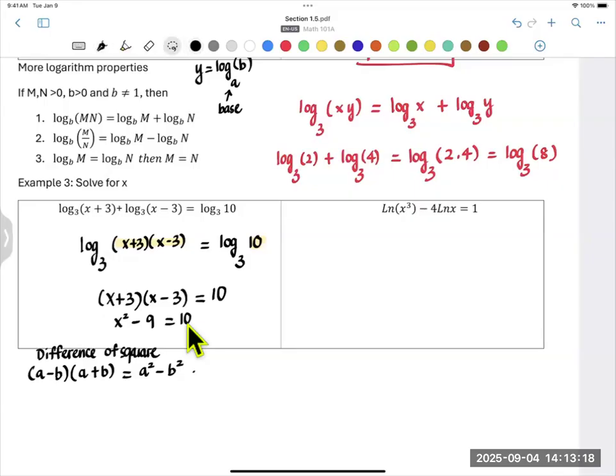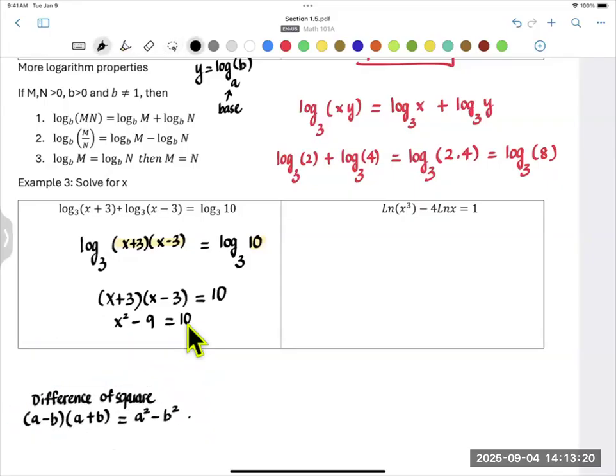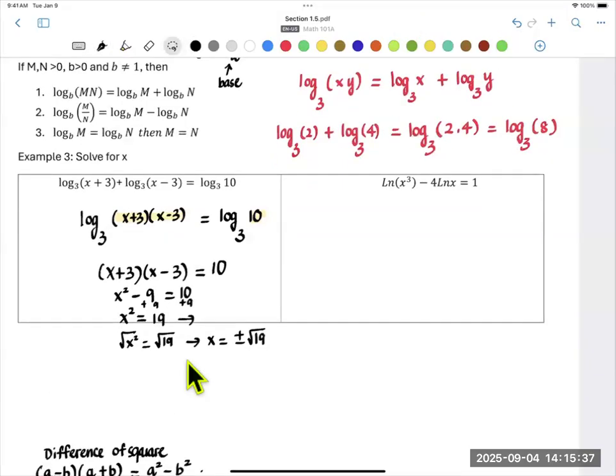Now solve for x. We will have x squared equal, plus 9 on both sides, x squared equals 19. Take the square root of both sides, we will have x equal plus and minus root 19. So when you have the answer, you also have to be careful to check your solution, whether it satisfies the equation or not.